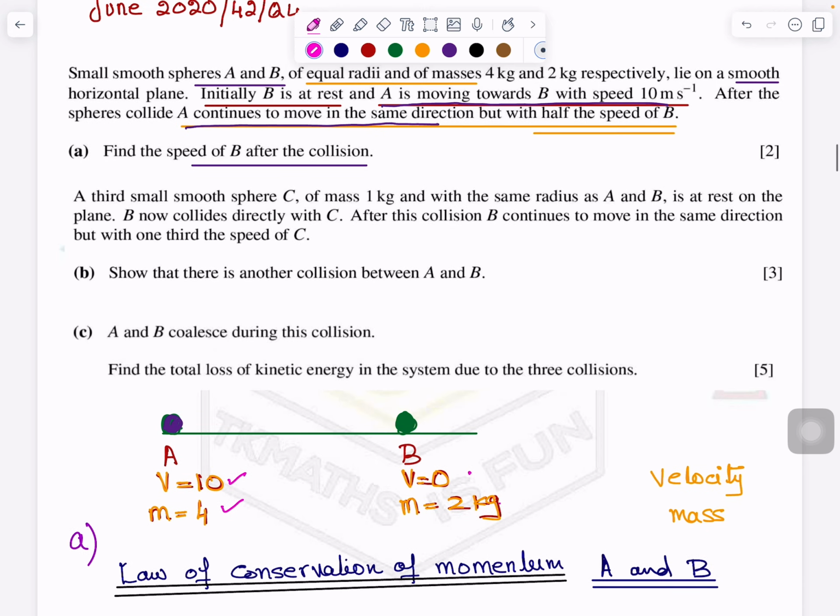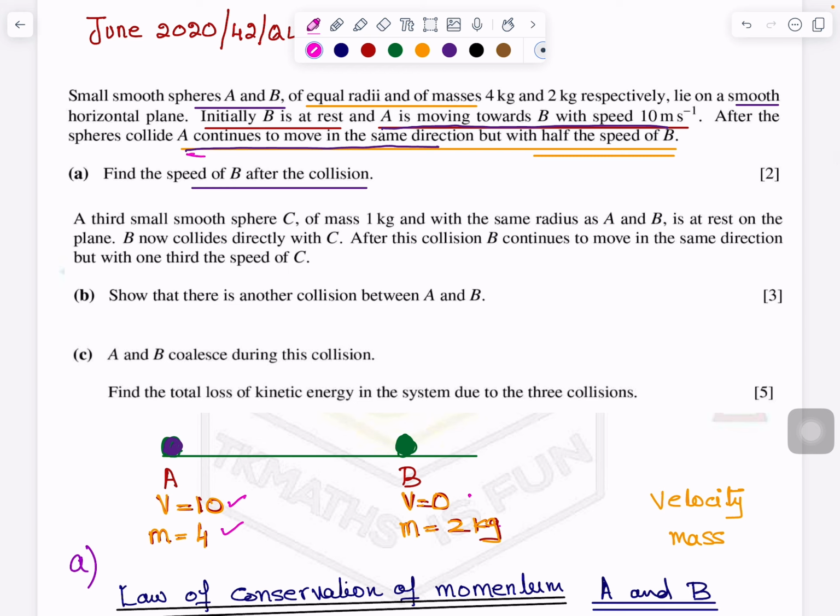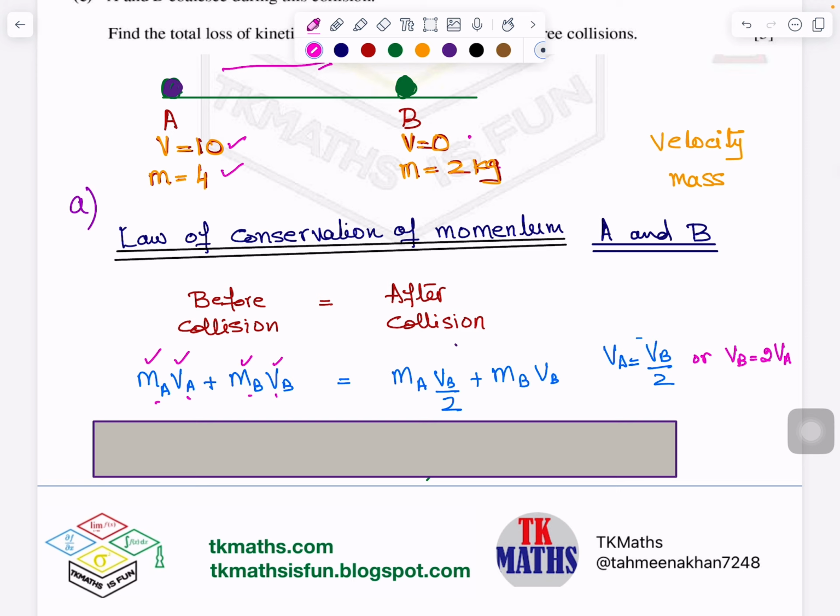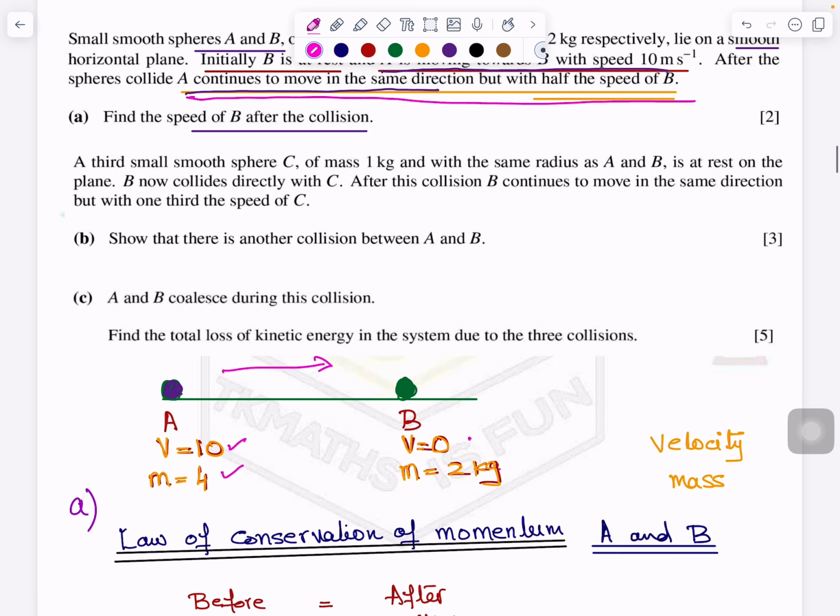The question told us what happened after the collision. If you read this line, particle A moves in the same direction, so it keeps moving forward, but its speed will be half of particle B's. That's why for A I have written velocity of B divided by 2. You can make changes in either place, but it will come to the same letter. I change it into velocity of B, because in the question I have to find the speed of B after the collision.